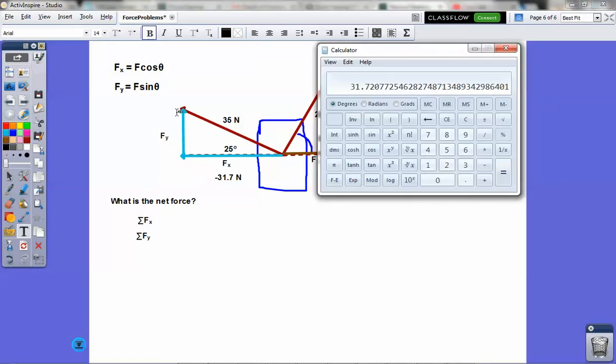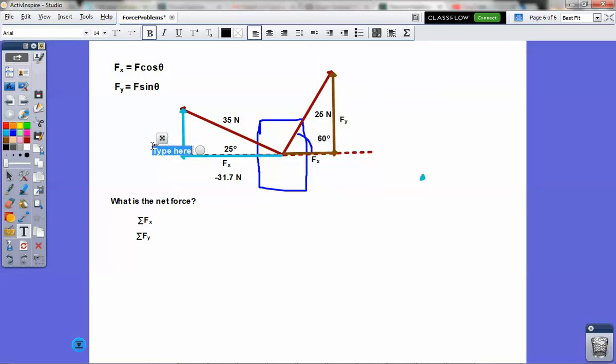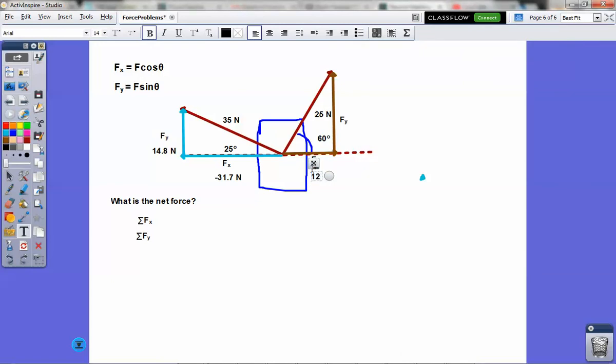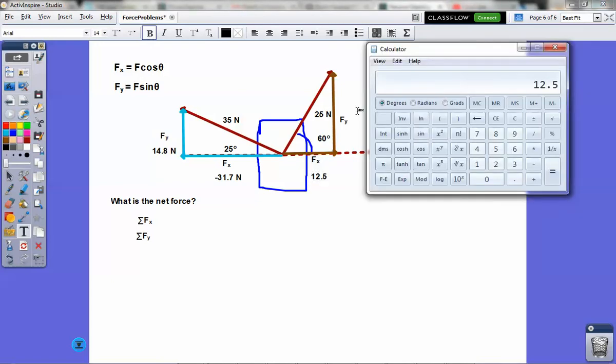And then Fy, that's 35 times sine of 25. On my calculator, I have to enter sine after I type the number in. So that's 14.8 newtons, and that's positive because it's pointing upward. Over here, this force is 25 newtons at 60 degrees, so we'll do the same thing. 25 times cosine of 60, that's half, that's easy, 12.5. And then for the y, we do 25 times sine of 60, and that would be 21.7.